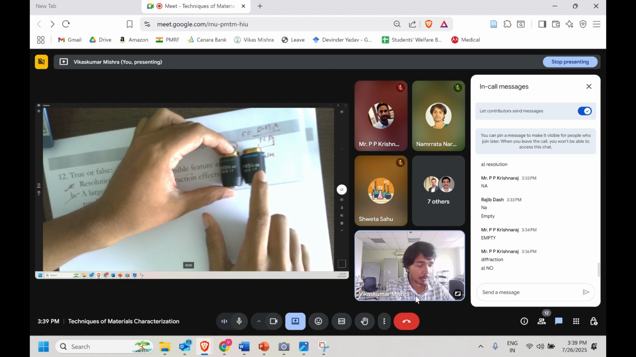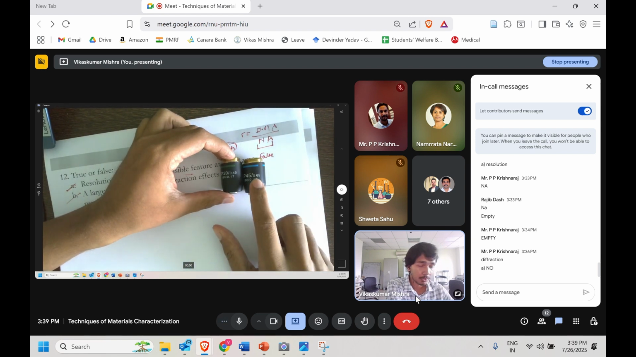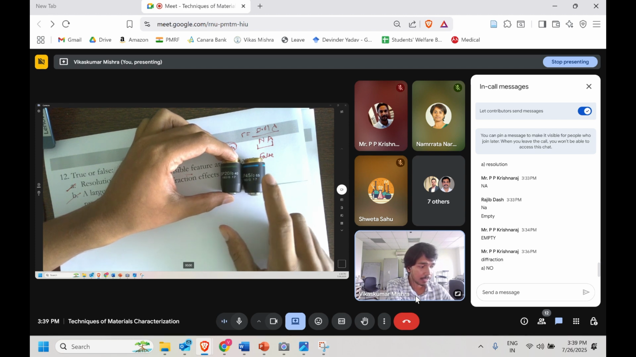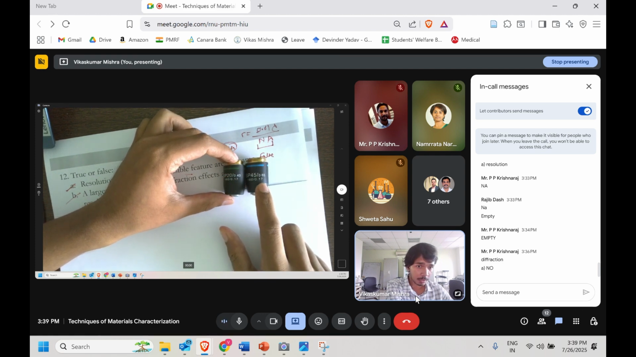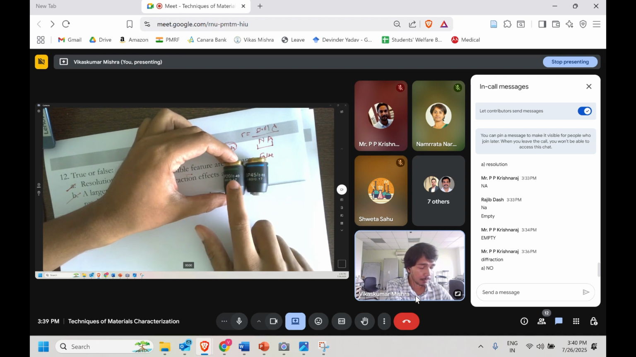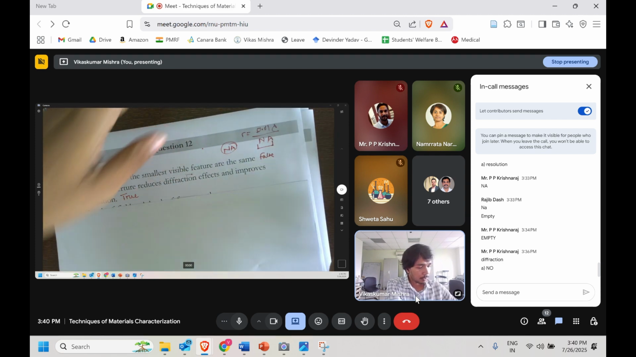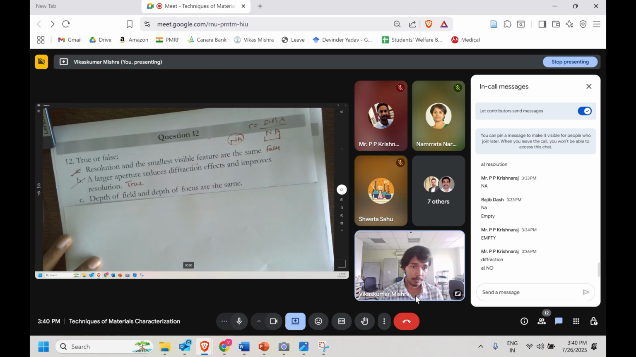So which is going to resolve more? The resolution doesn't depend upon the magnification. It depends upon the numerical aperture. So 0.65 is more. It means that between the blue and the green one, the blue one has the better resolution compared to the green one. So it's never the magnification that is important for resolution. It's the numerical aperture that is mentioned over here. Okay, so with that, we have solved option B. Let's move ahead. The depth of field and the depth of focus are the same. What do you think, guys?